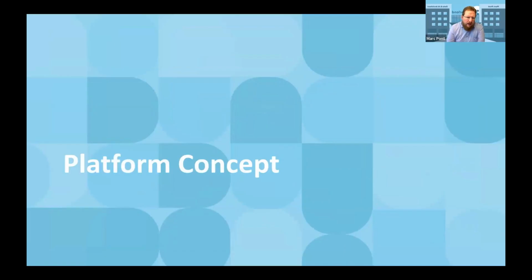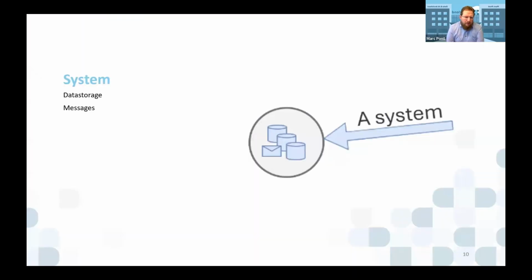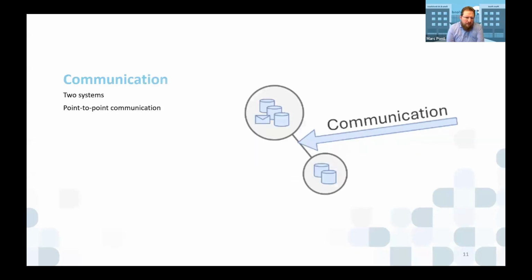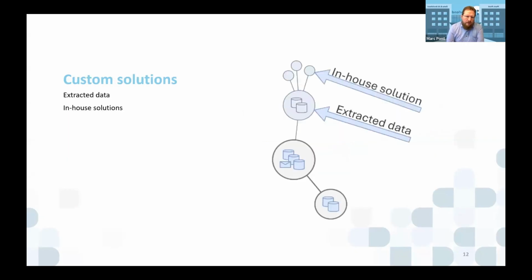So if we take a look at how the IT ecosystem is set up, then we start off with a system which has some data storage and messages in it. And in itself, these systems aren't quite useful. So we add a secondary system, and then there's communication between these systems. So we're now slowly moving towards an ecosystem as we know them within hospitals. We also extract some data for our in-house solutions because we need that as well.